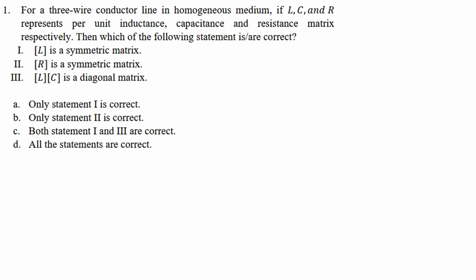So let's start with question number 1. For a three wire conductor line in homogeneous medium, if L, C and R represent per unit length inductance, capacitance and resistance matrix respectively, which of the following statements is correct? The L matrix, the inductance matrix, is a symmetric matrix; the R matrix, the resistance matrix, is a symmetric matrix; or the product of L and C matrix is a diagonal matrix.